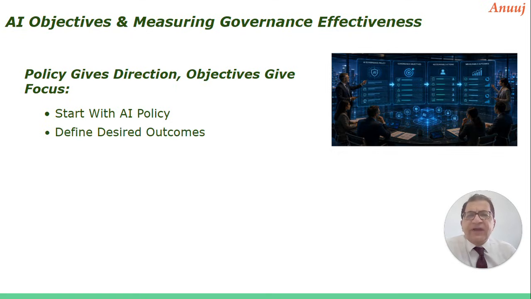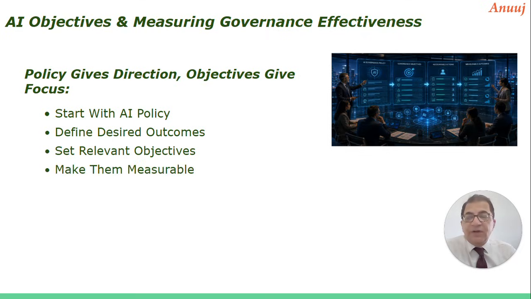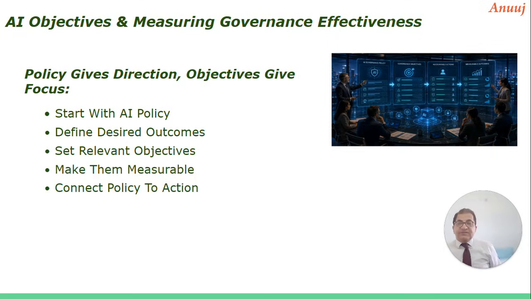But then you need to define the outcomes. What service, what result are you expecting out of the AI tools? What are the objectives, individual objectives that you want? You need to make them measurable and connect the policy to actions. That's the most important thing. You need to connect the policy to actions.